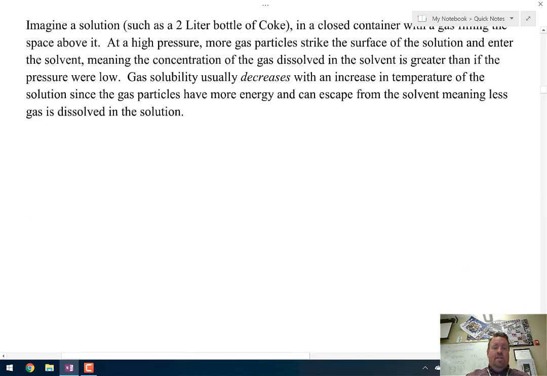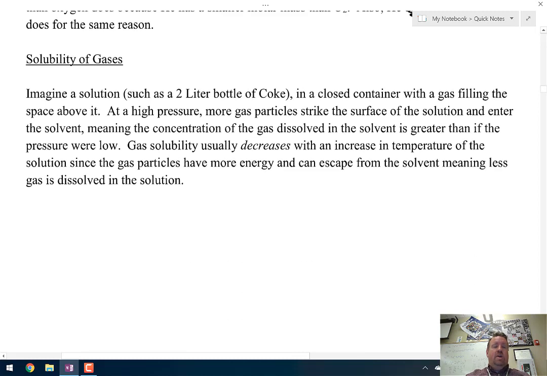All right, the last little bit here deals with solubility of gases. So if you have a solution like a 2-liter of Coke or something like that, you've got a closed 2-liter, and gas is filling that space above it. So you've got a 2-liter bottle where we know that here at the top, and I'm just going to draw the top part here. Okay, we know the Coke only comes up to here.